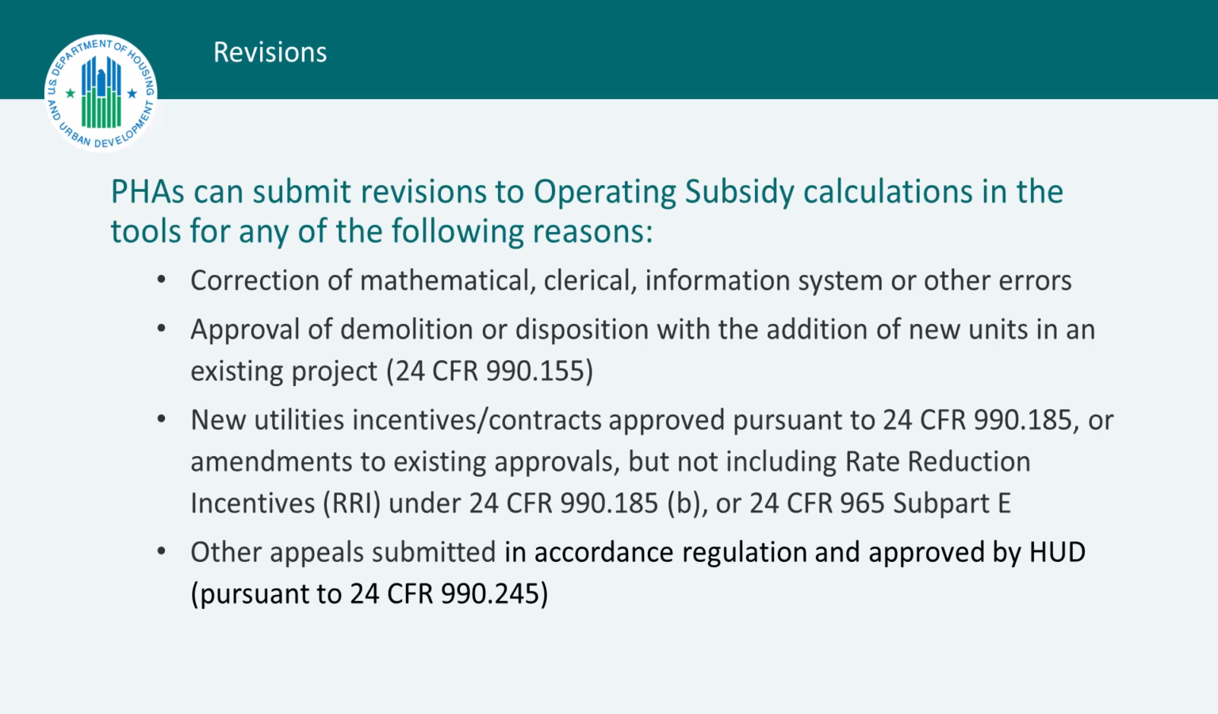if new utilities incentives or contracts were approved; or if there were amendments to existing approvals, but not including rate reduction incentives; or if HUD approves another appeal submitted by the PHA. After the revisions process is finalized, the final eligibility will be posted, usually in October. Please refer to the regulations listed on this slide for further information.